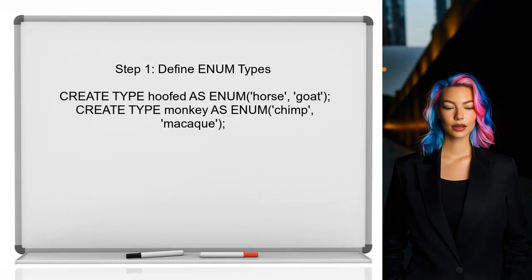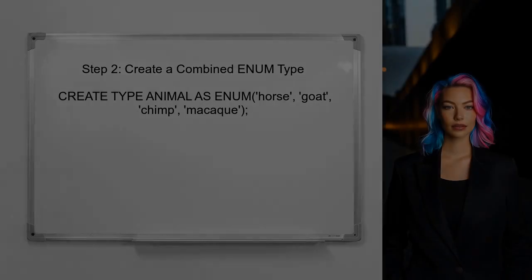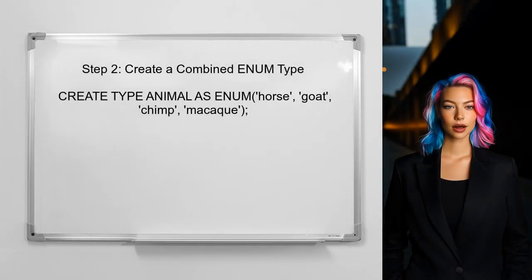To create an algebraic data type in Postgres, the user should first define the individual enum types. In this case, we will create two enum types, hoofed and monkey. Next, the user needs to create a composite type that can hold these enum types. However, Postgres does not support direct union types.